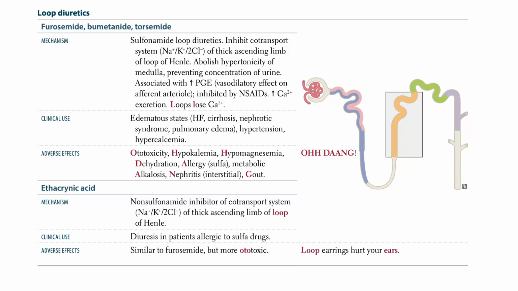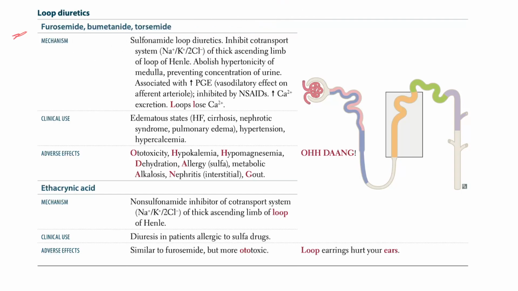Alright, now let's talk about loop diuretics. We have furosemide, bumetanide, and torsemide. These are sulfonamides, meaning they can cause an allergic reaction.